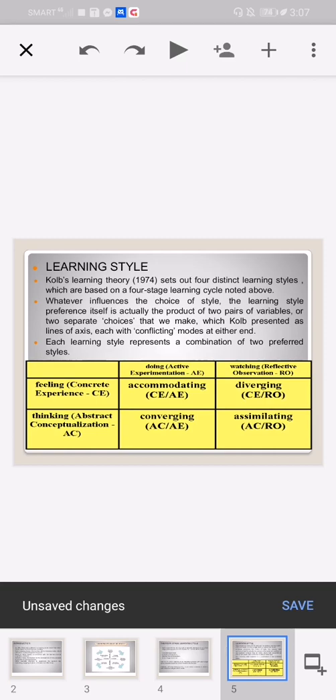Kolb's learning theory sets out four distinct learning styles, which are based on the four-stage learning cycle noted above. Kolb explains that different people naturally prefer a single different learning style. Various factors influence a person's preferred style, for example, social environment, educational experiences, or the basic cognitive structure of the individual. Whatever influences the choice of style, the learning style preference itself is actually the product of two pairs of variables, or two separate choices that we make, which Kolb presented as lines of axis with conflicting modes at either end.